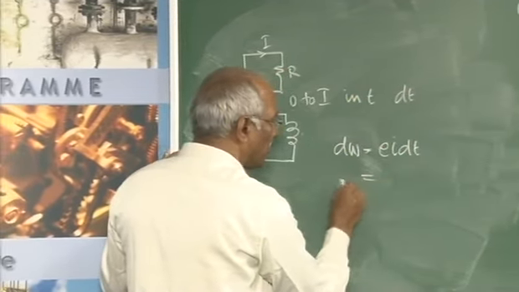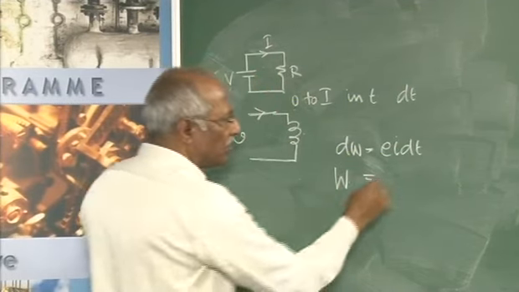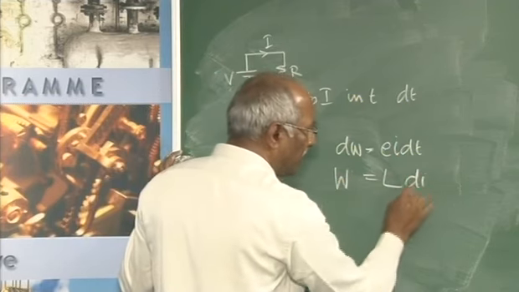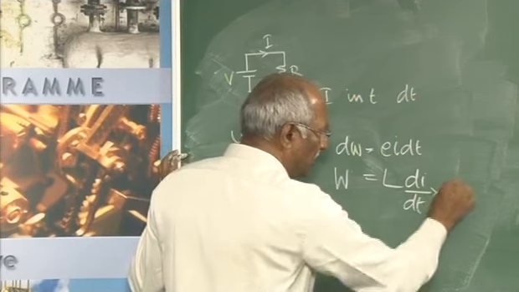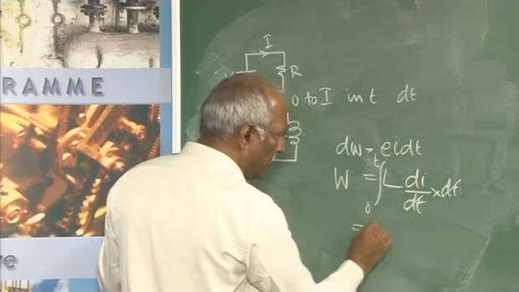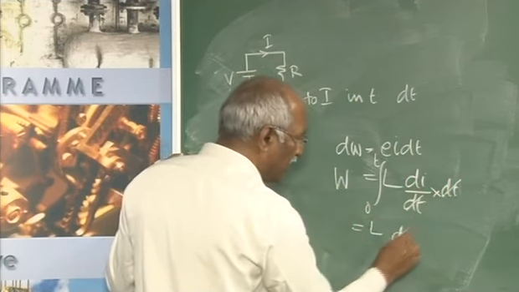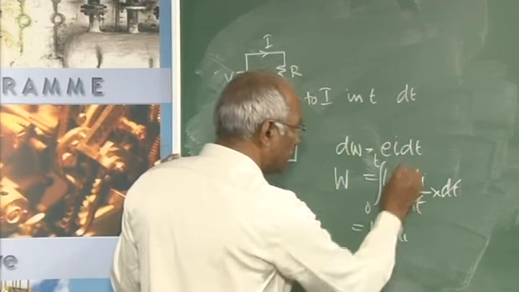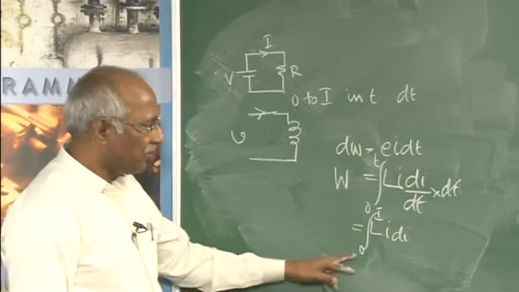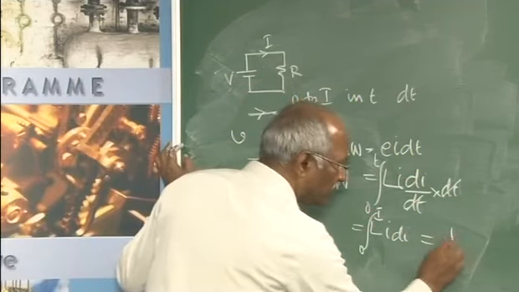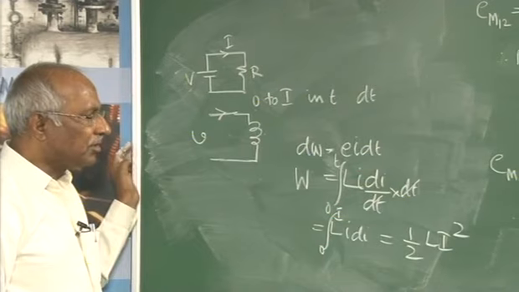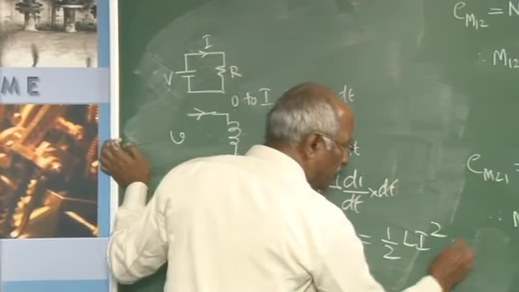So what's the total energy? W is nothing but the energy, equal to the integral of E into I dt, where E is L di by dt, with the limit being 0 to t. As dt cancels, you are left with L times I di. Now the variable is I, therefore the limit will be 0 to I. If you integrate this, it works out to half L I square. The energy stored in an inductor is half L I square, and the unit is joule.